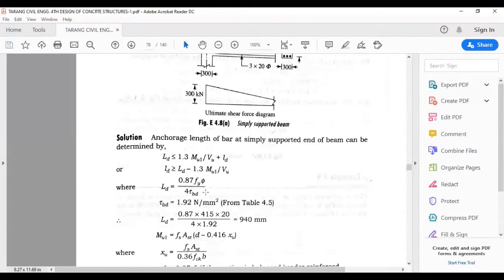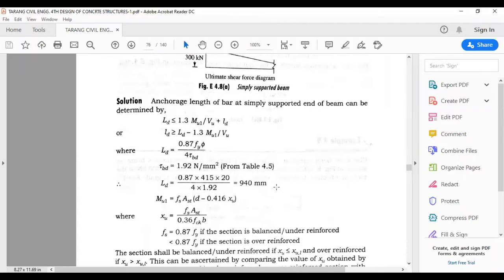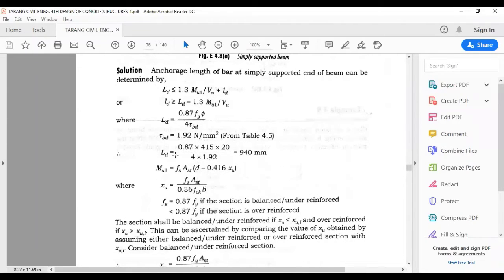The value of LD, as we know, is 0.87 Fy phi upon 4 times tau BD, and the value of tau BD is 1.92 Newton per mm square. This is from table 4.5 of IS 456. So LD, if we substitute the values, comes to be 0.87, Fy is 415, the dia of the bar is 20, 4 times tau BD is 1.92, and it comes out to be 940 mm.